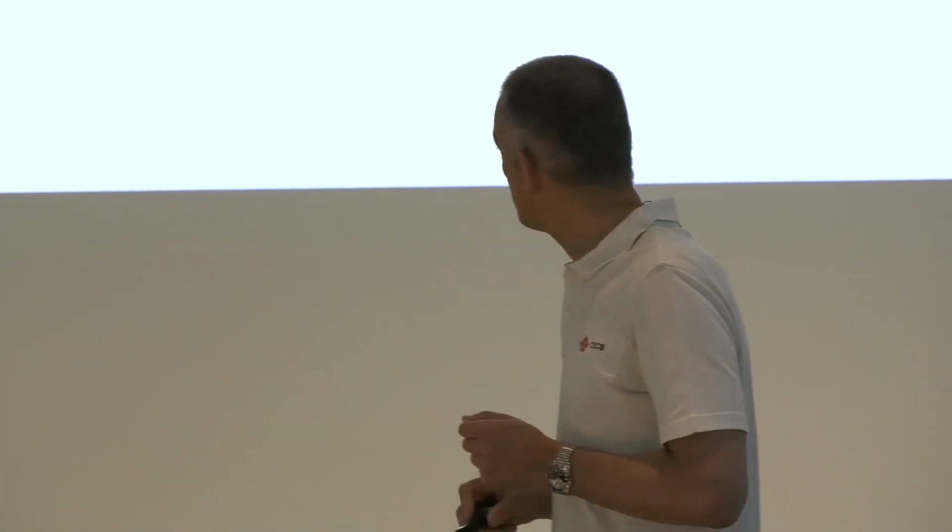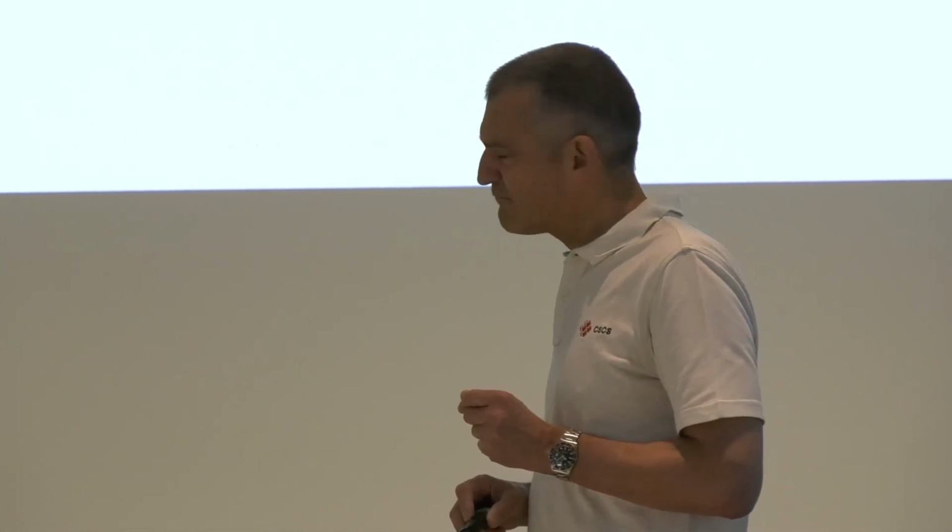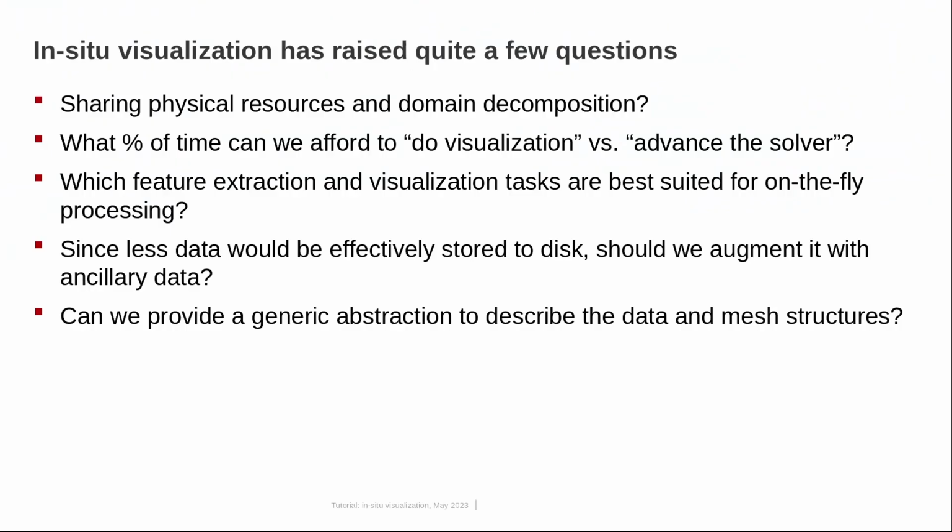If you're saving less data, perhaps it's interesting to save some ancillary data, some context. How did those images get produced, and what do they represent? So this will have to be taken into account. And then what we really need is a more generic abstraction between data and mesh structures. There will be people doing simulation with mesh-less.